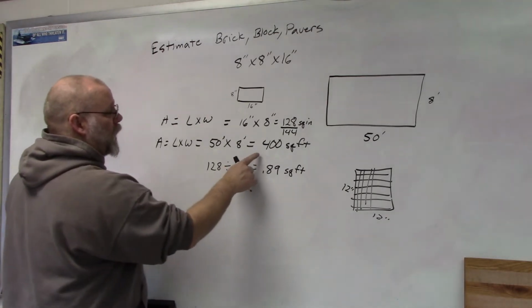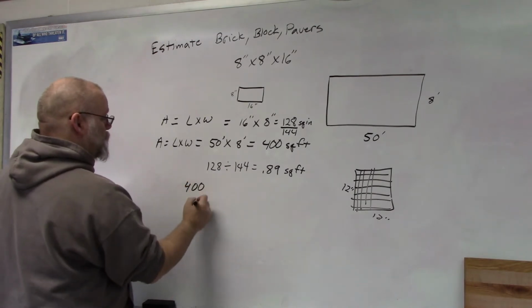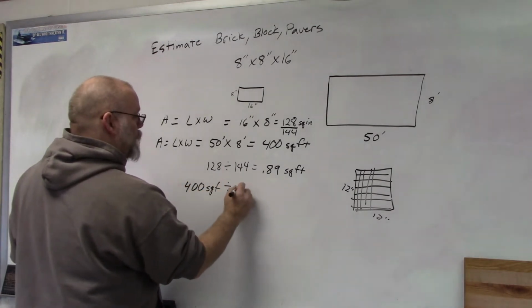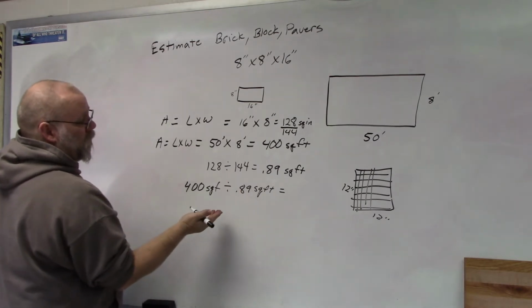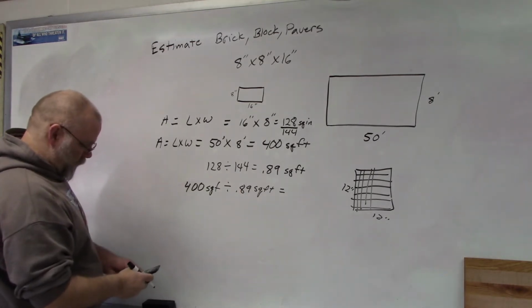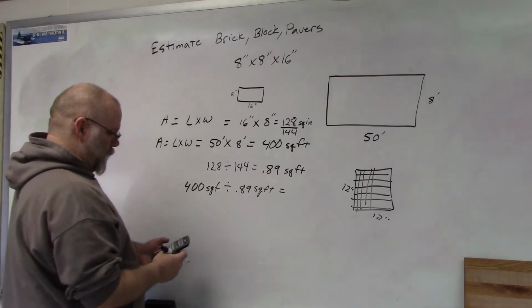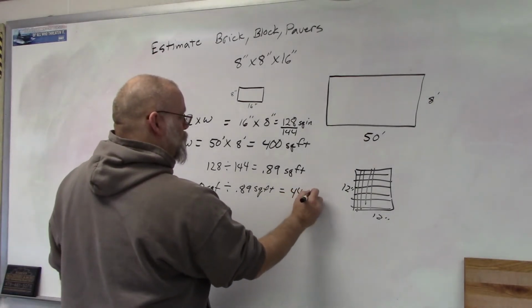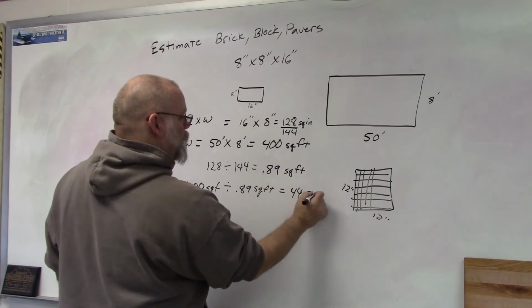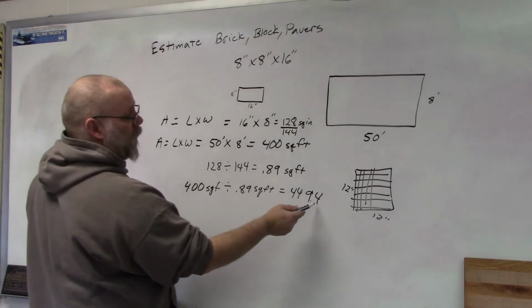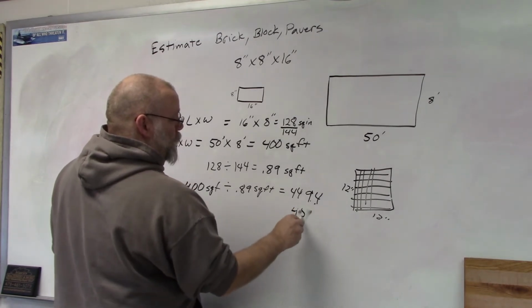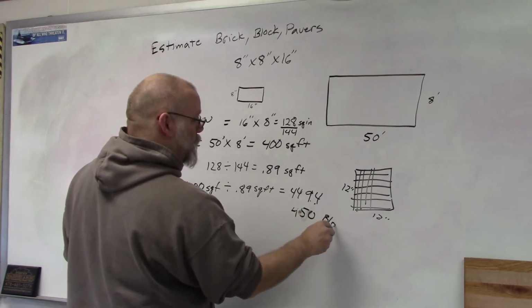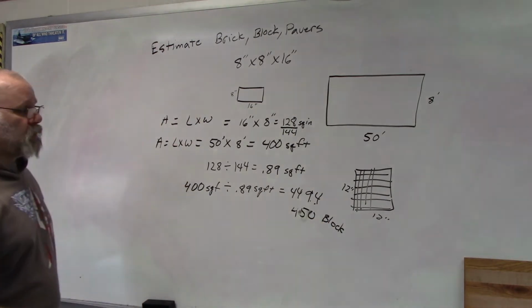So then all I have to do is take our 400 square feet divided by 0.89 square feet. So this is the whole and this is 1. How do I figure it out? Just have to divide. So 400 divided by 0.89 gives me 449.4. You can't buy a part of a block, so we would automatically round up to 450 blocks to do the wall.